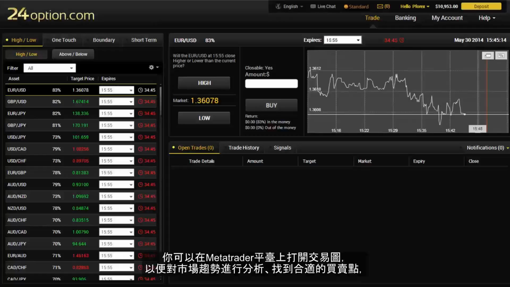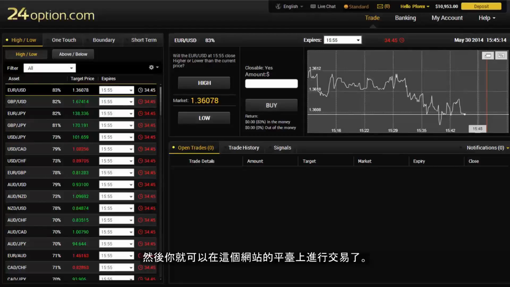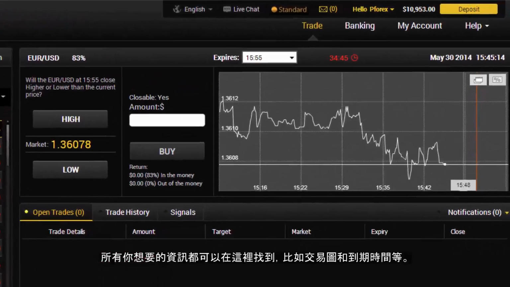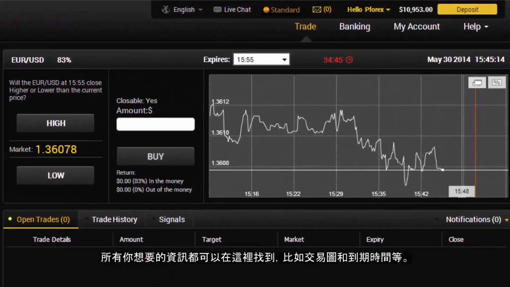You can open the chart in MetaTrader to analyze the market trend for detecting suitable spots. Then you can place an order in this web-based platform. All information that you require is displayed here too, such as the chart itself and the closing time.